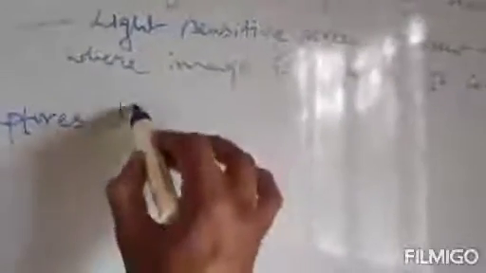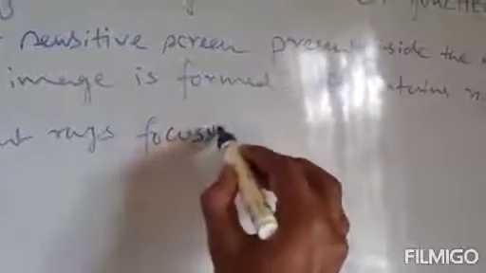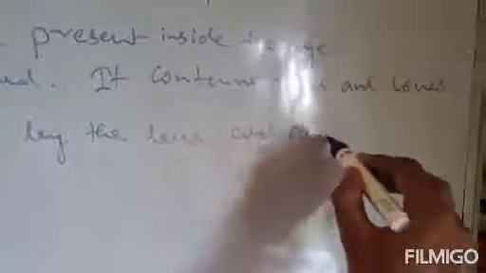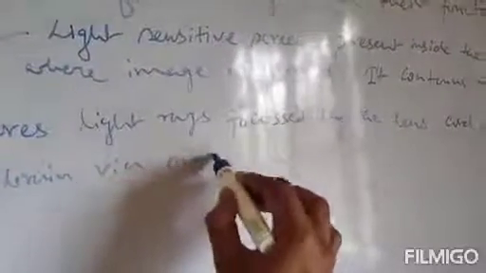So its function is it captures light rays focused by the lens and sends impulses to the brain via the optic nerve. Clear? So number one, retina. Number two is cornea.